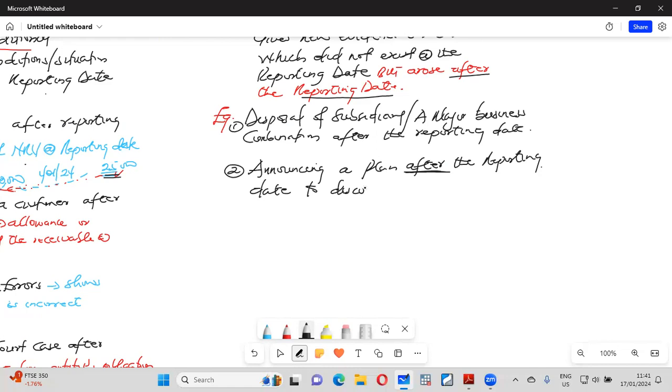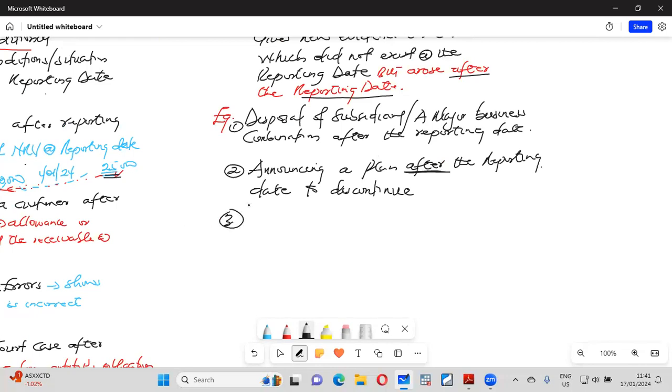But if it was during the reporting date, then it means that that one is under provisions. So you have to make your provision for your liabilities, because there's a present obligation. You are going to discontinue, you may be paying people redundancy. So please check the timing of the announcement. It's very, very important. All right, that is it.